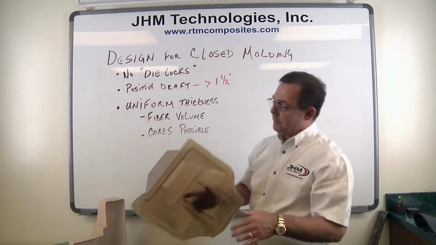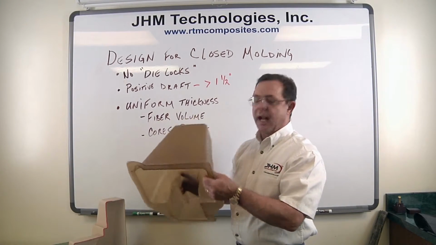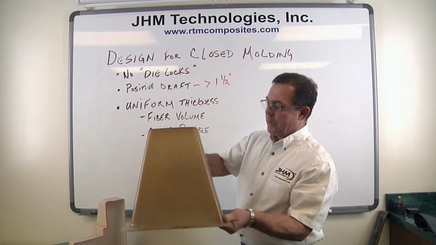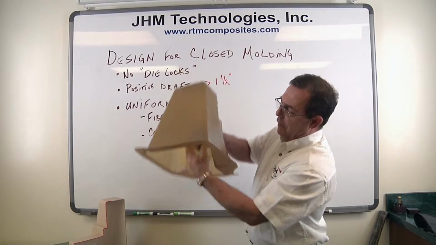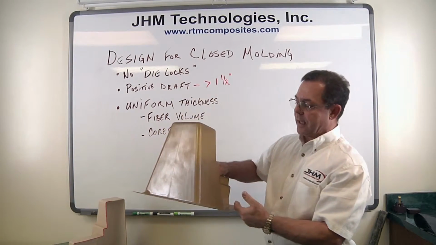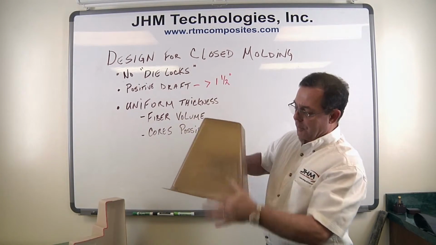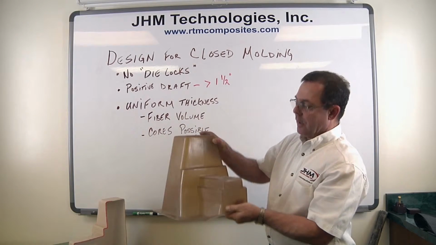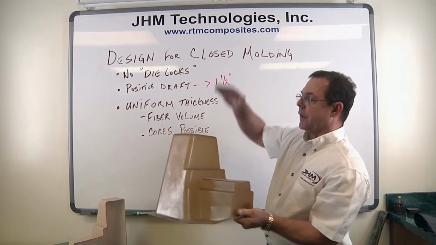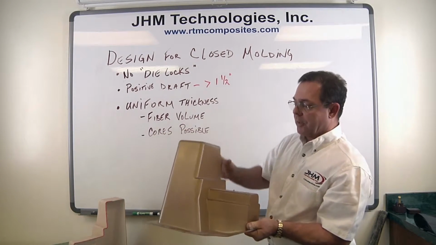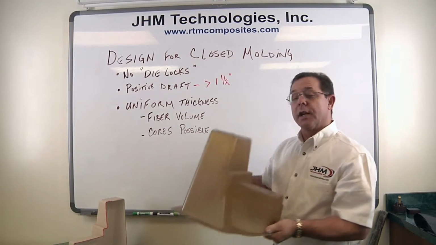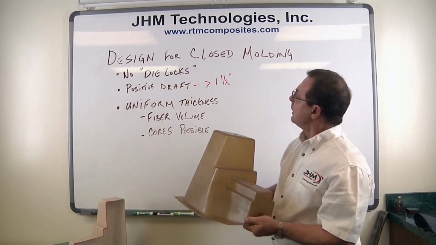So in that case, here's a similar part that has no die locks. Now in that, we're able to have a male tool that would be the shape as you see on the outside, and a female tool. We can load it with fiber covering all areas, close the mold, and then open it straight up with no die locking concerns. So that's critical in our part design.